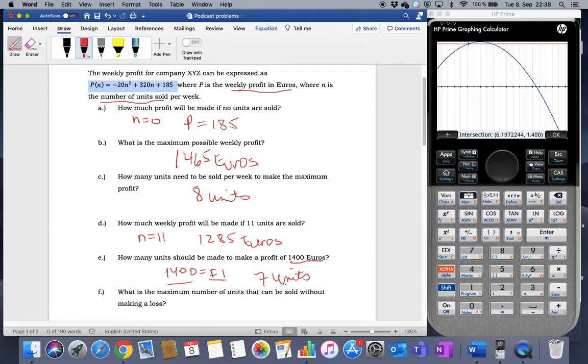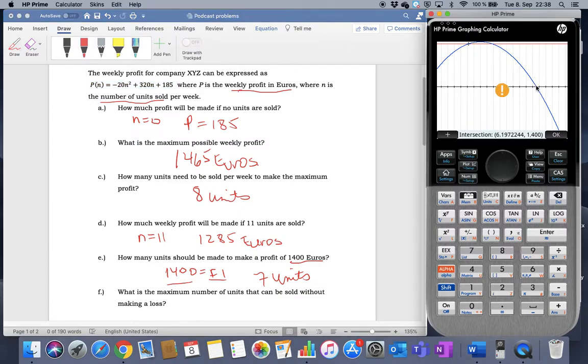So what does that mean? A loss is when your profit is negative. So if we look at this as our graph of negative, we know that this right here is the point where it's going negative, right? Where it crosses the x-axis, we have the profit here is positive and here it's negative. And this is our x-intercept.